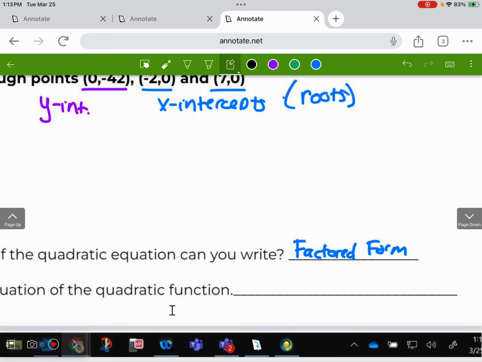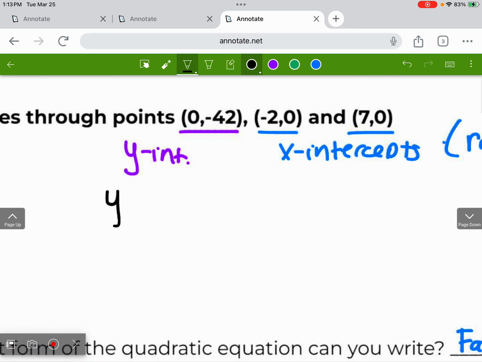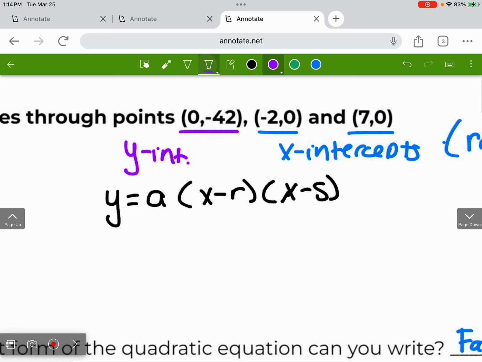Because to start our factored form, we use the 2 roots. So our generic version of factored form is y equals a times x minus r and x minus s. Those are both roots. It's just different letters, so we see that they're different. But we know 2 of our roots. I know we have a root at -2, so I can put that in place of an r. And we have a root at 7, so I can put that in place of the s. So we can get a first bit of this.